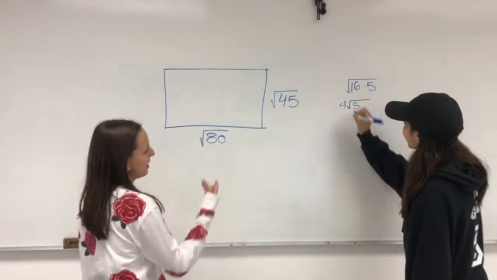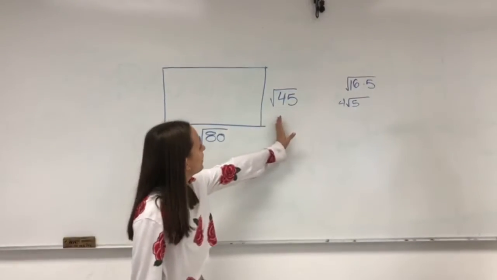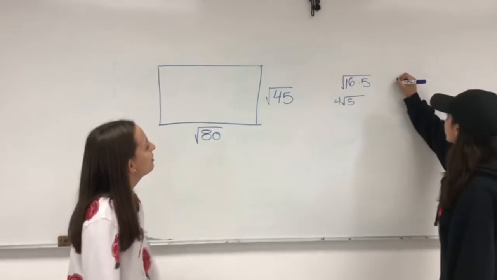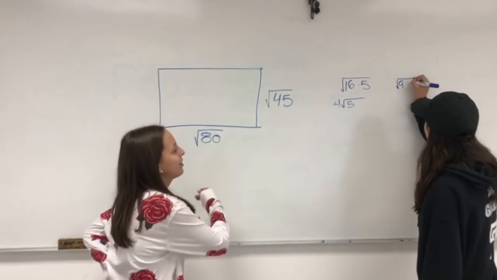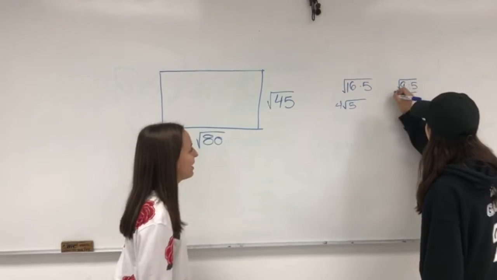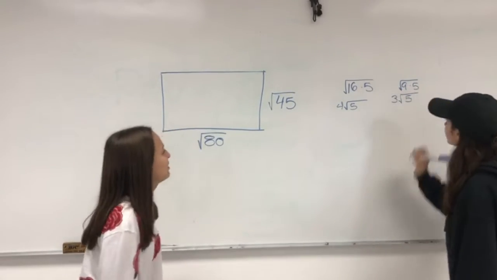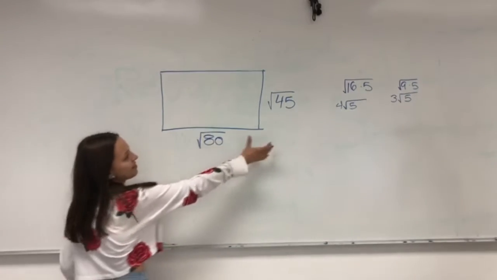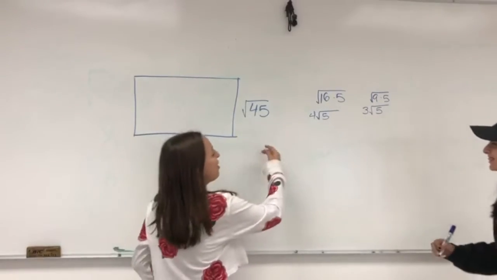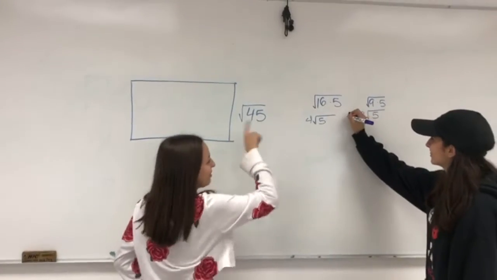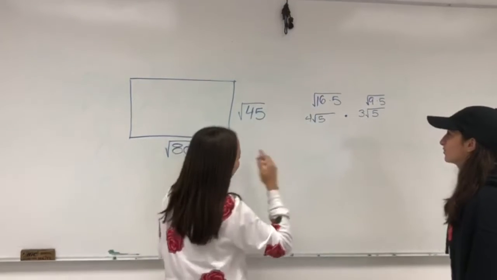And you can get a 4. And the 45, you can divide it in 9 and 5, so you can get the 9 out of the radical, and get a 3 and a radical 5. Now to get the area, you gotta multiply base times height. So you multiply 4 radical 5 times 3 radical 5.